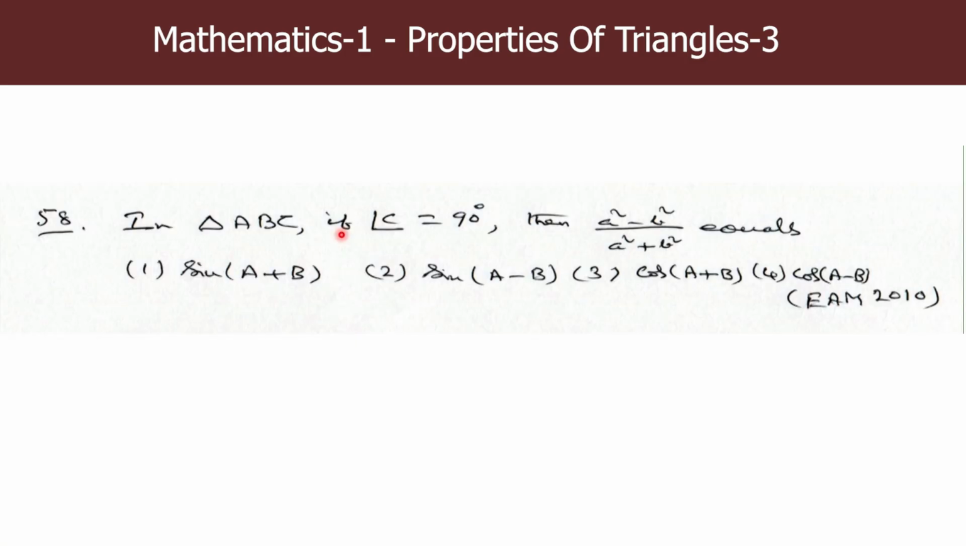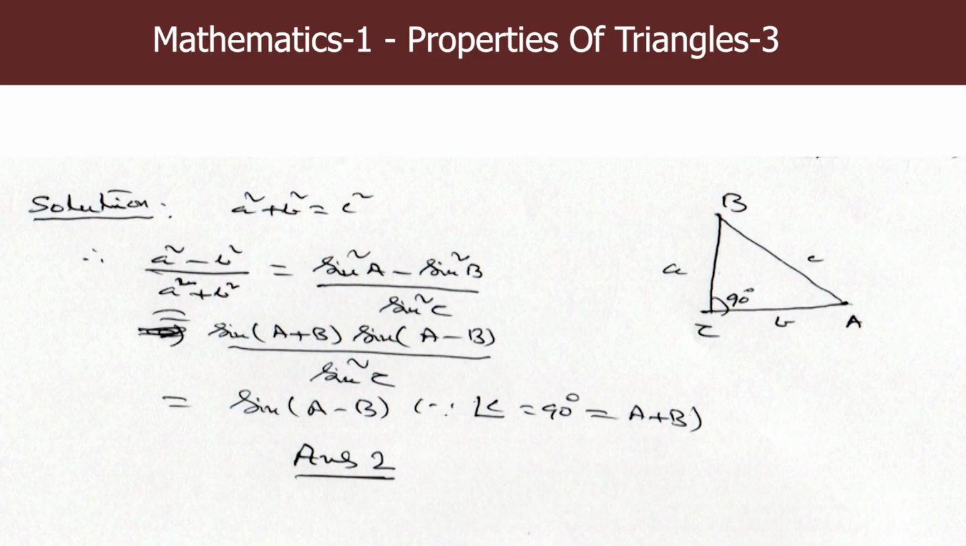58. In triangle ABC, if angle C is equal to 90 degrees, then (a square minus b square) by (a square plus b square) equals: 1, sin(A plus B); 2, sin(A minus B); 3, cos(A plus B); 4, cos(A minus B). This is again EAPCET 2010. So a square plus b square is equal to c square, because it is a right angle at C.